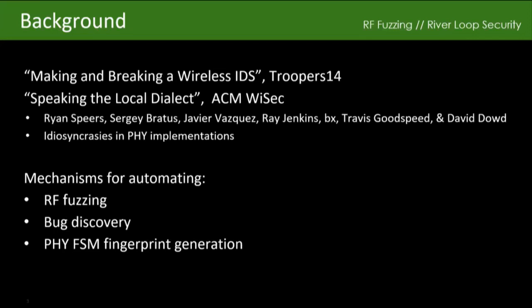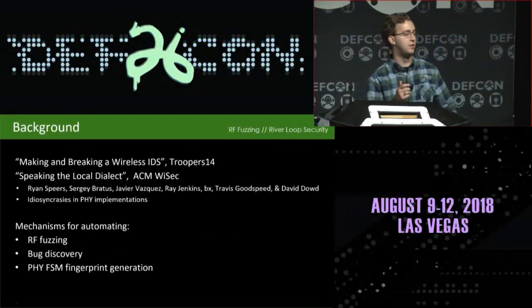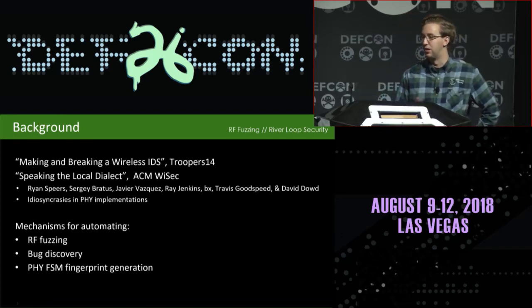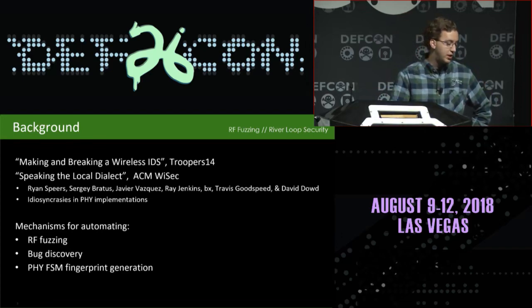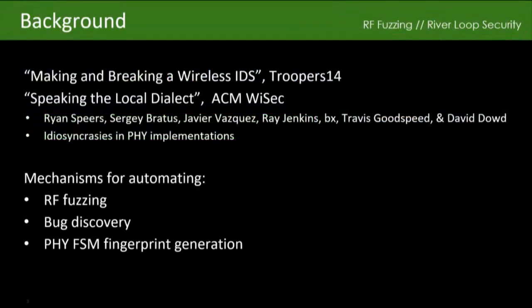So the background, a few things that you might be interested in. Some of the research here builds on research we did in making and breaking a wireless intrusion detection system, which Javier and I presented at Troopers, as well as an ACM paper about speaking the local dialect, which was about idiosyncrasies in PHY-layer or layer one implementations of fuzzing. So today we're going to talk about how we can use fuzzing not just to do bug discovery, but also to figure out differences in the physical layer finite state machine, and then generate fingerprints to identify chips differently based on that.